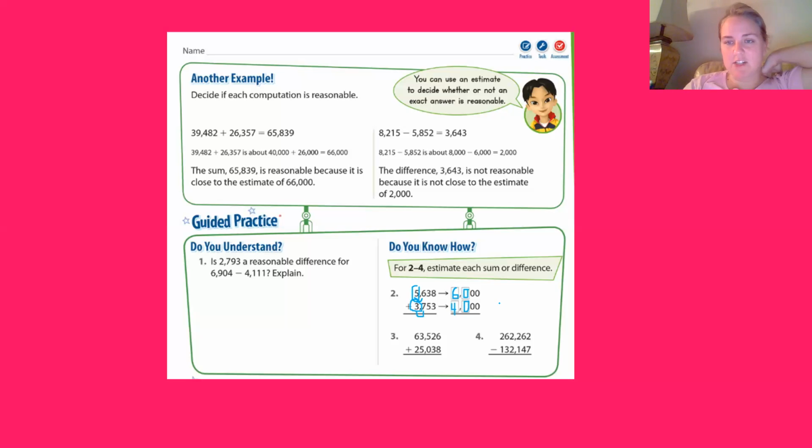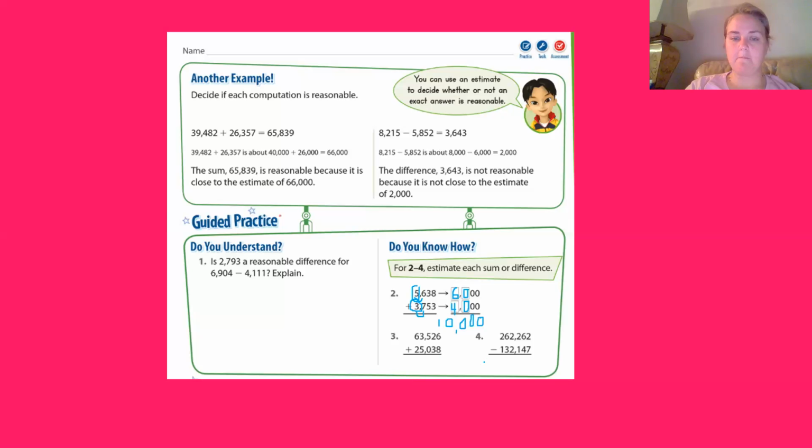Now it's time to add. So 0 plus 0 is 0, 0 plus 0 is 0, 0 plus 0 is 0. And then I have 6 plus 4, 6, 7, 8, 9, 10. So I'm going to put my comma, and then this would be 10. So if I estimated my answer for that, it would be 10,000.